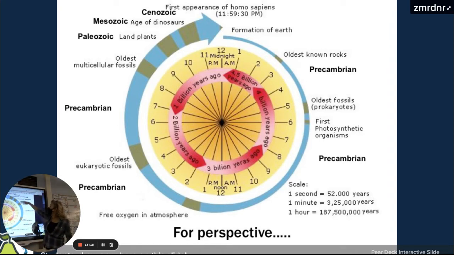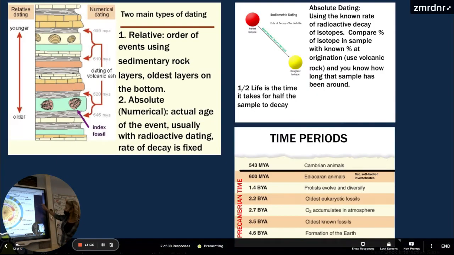We have early multicellular, flat-bodied worms, right? And then we're starting in the Paleozoic era between 9 and 10 at night. That's when we talk about the Paleozoic, the Mesozoic, and the Cenozoic. So those are all fairly recent in time. And man, like we said, came up in the last 30 seconds of that 24-hour clock.